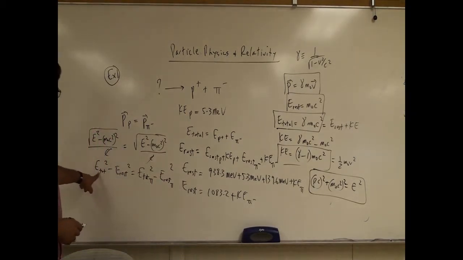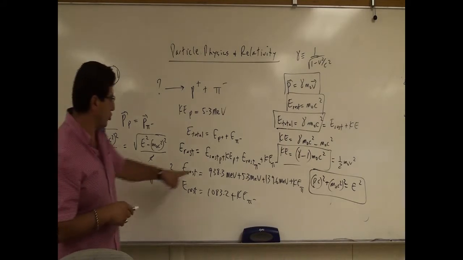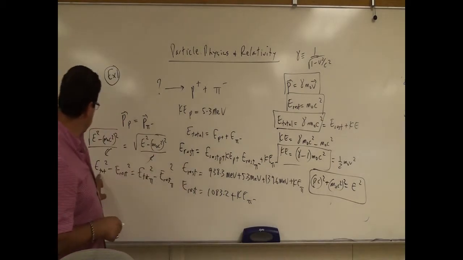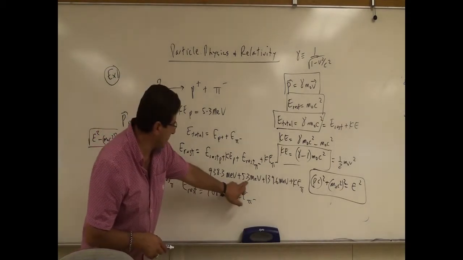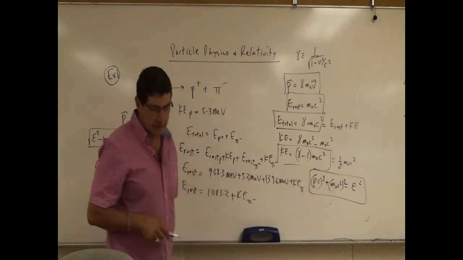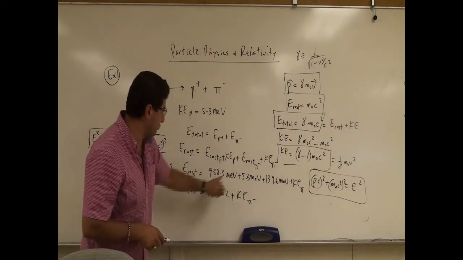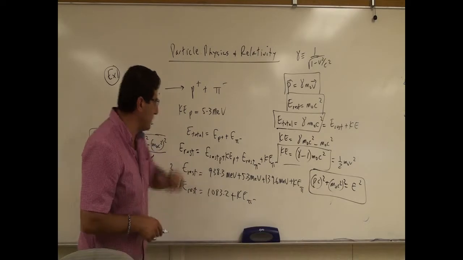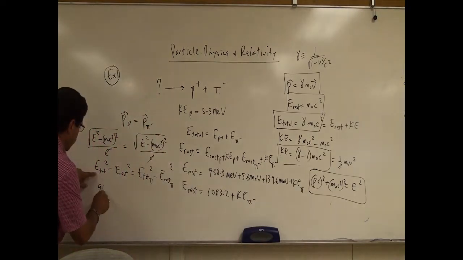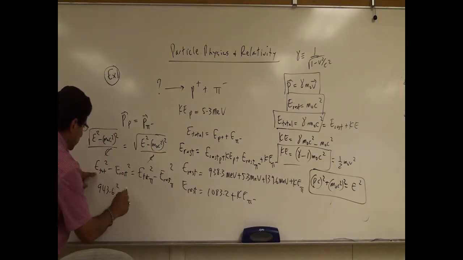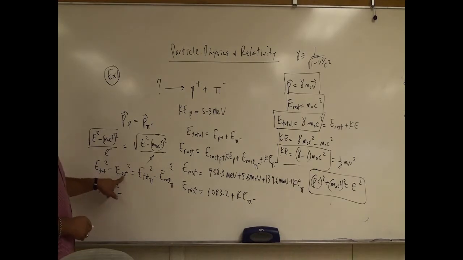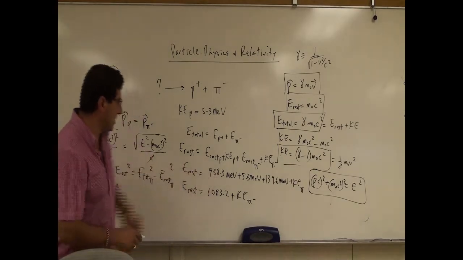The total energy of the proton is equal to the kinetic energy plus the rest energy. We already know the kinetic energy of the proton. That's equal to 938 plus 5.3, right? So when you add this to this, that gives you the total energy of the proton. So that's going to be 943.6. This is 943.6 squared. The rest energy of the proton we already know. That's the 938.3.